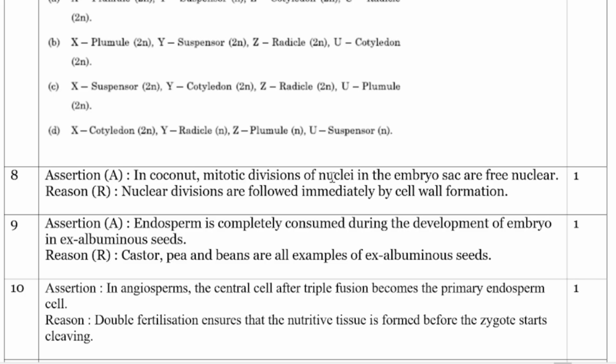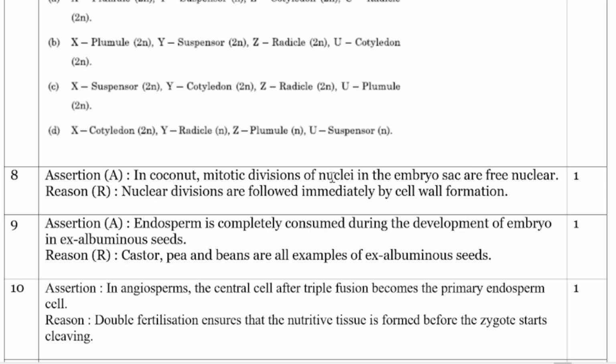Ninth question, assertion: endosperm is completely consumed during the development of embryo in exalbuminous seeds. You know that in exalbuminous seeds, all the endosperm is completely consumed and there is no endosperm available in the mature state. Whereas reason: castor, pea and beans are examples of exalbuminous seeds. But castor is not an example of exalbuminous, it is an albuminous seed. So option C again, assertion is correct, reason is false.